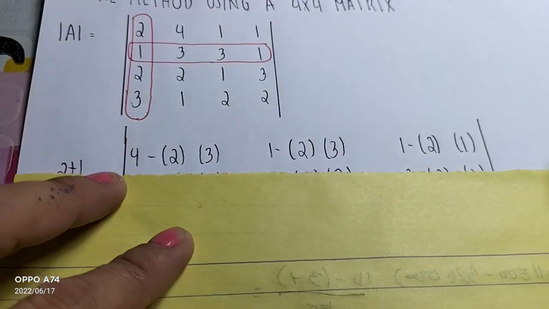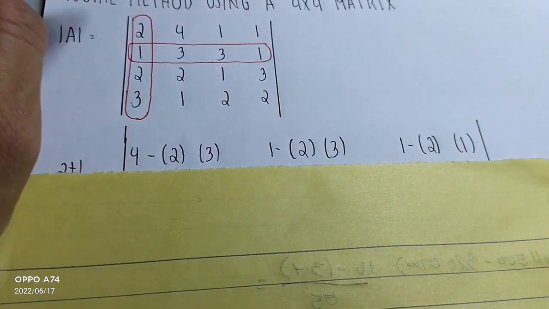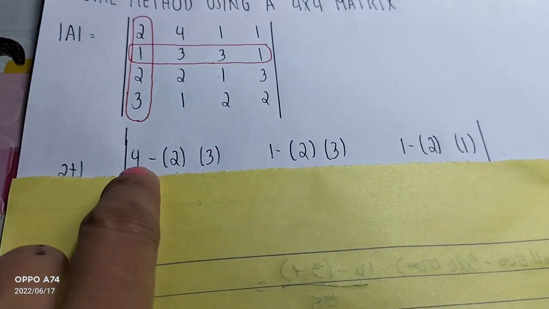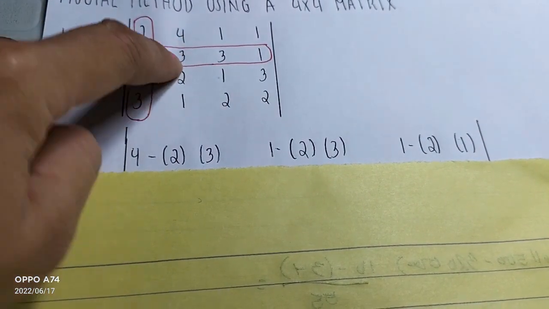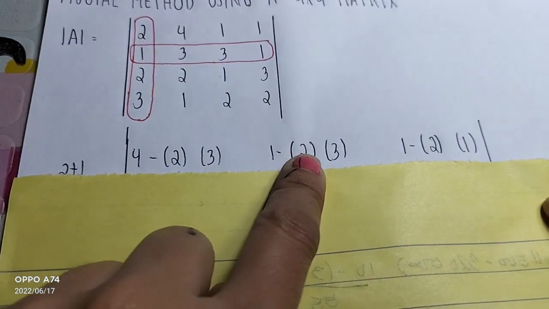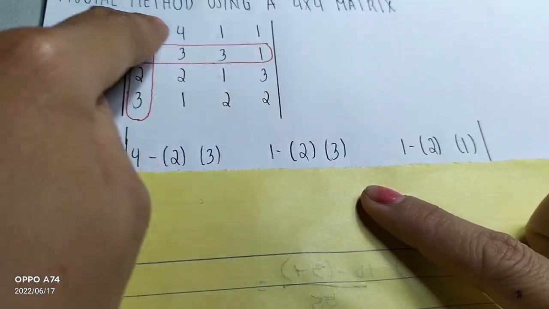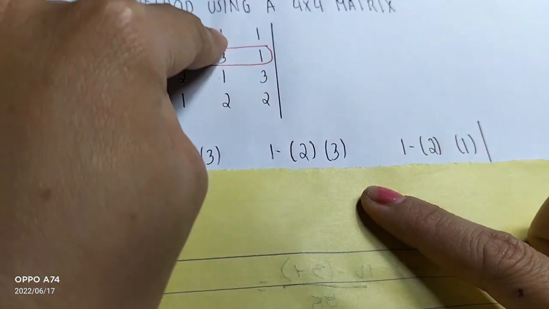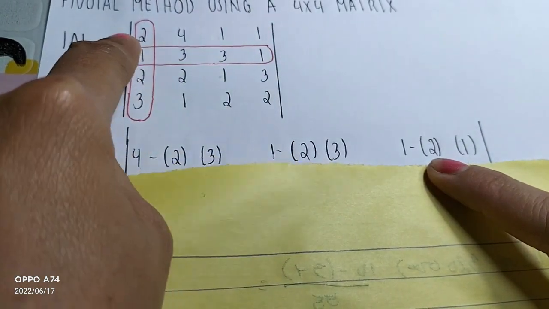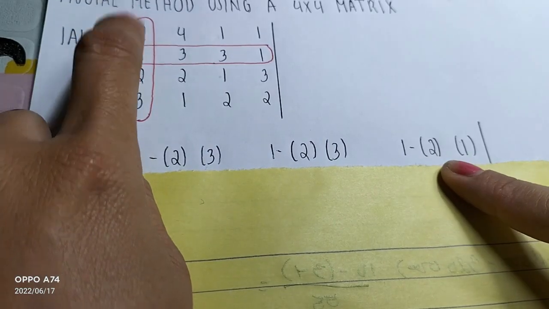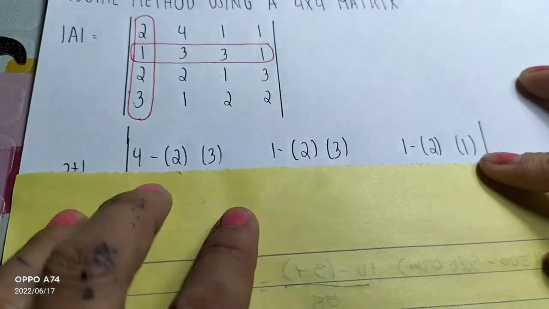So ngayon, ang next natin gagawin is, kamukha lang nung 3 by 3. Kung ano yun dapat sa kanya na naka-column. For example, 4 minus 2 multiply by 3. And the second is 1 minus quantity of 2 multiply by quantity of 3. And the last is 1 minus quantity of 2 multiply by quantity of 1.